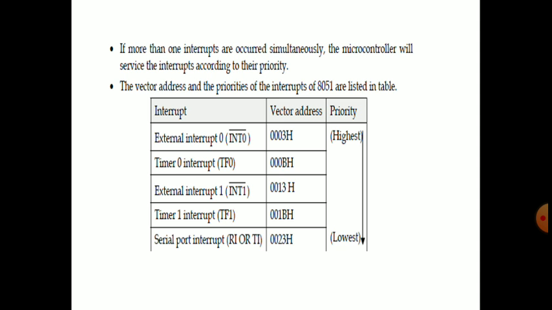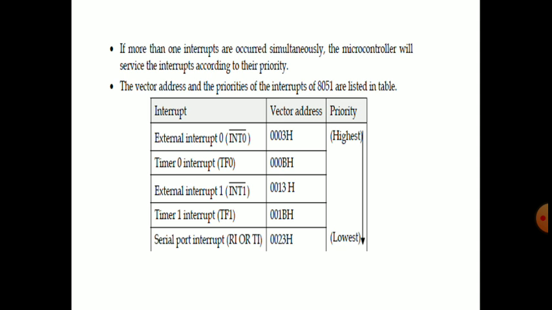3 plus 8, no, it is not 8, it is 16. So 3 plus 16 gives 19. 19 minus B, that is 11, gives 8. Again 1B minus 13, the difference is 8. 23 minus 1B gives 8. So if you remember only one vector address, the starting vector address of INT0 bar, which is 3H, then by adding 8 to this address you can get the remaining vector addresses. Yes, that is important.